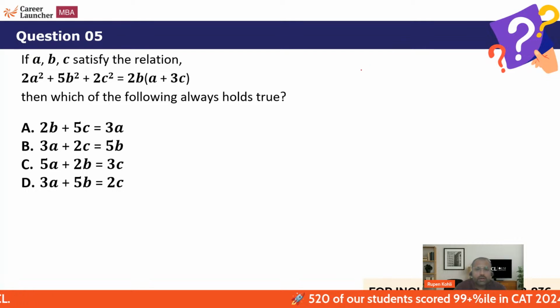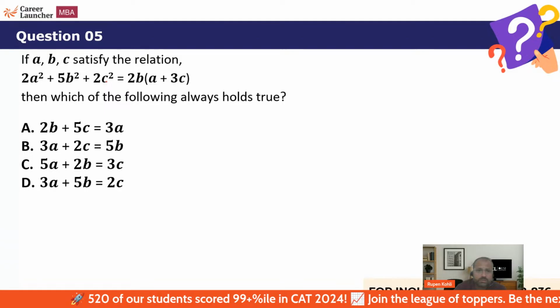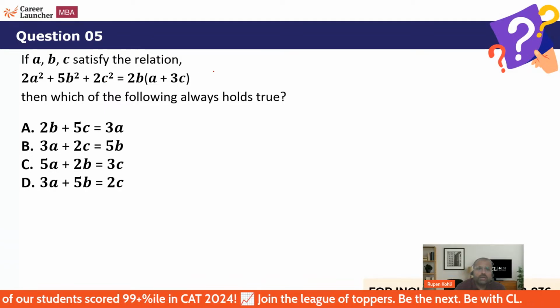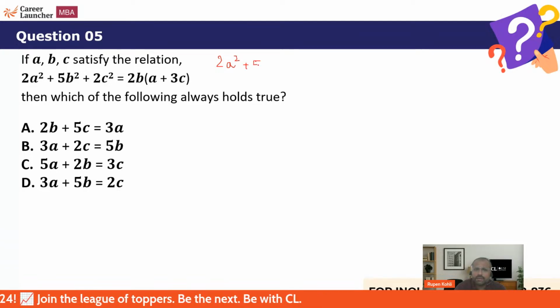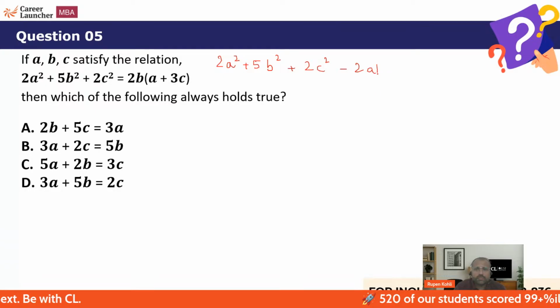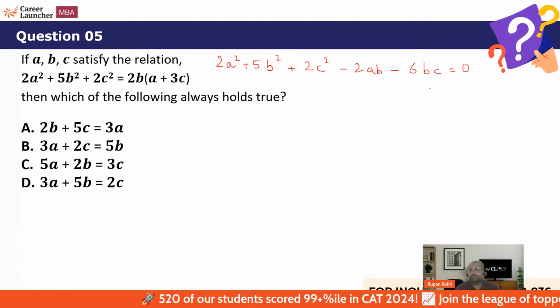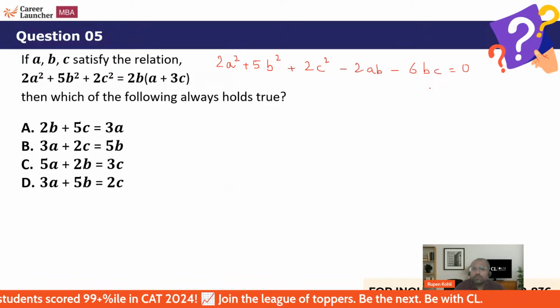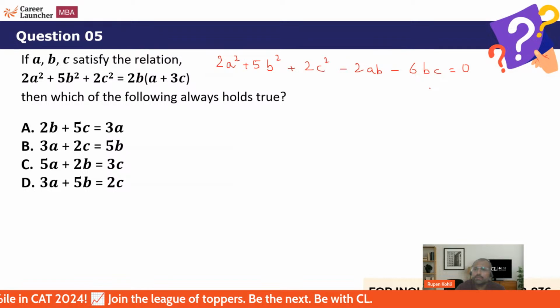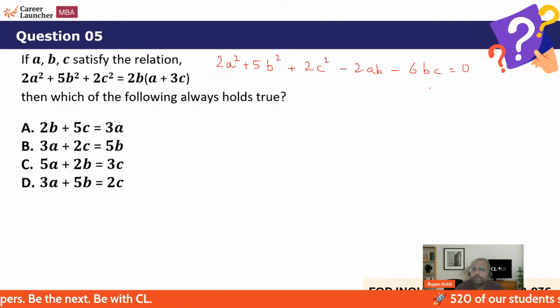So let's see how we should do this one. a, b, c satisfy this relation: 2a square plus 5b square plus 2c square is this. Now if I bring all the terms on the LHS, I will have 2a square plus 5b square plus 2c square minus 2ab minus 6bc is 0. Perfect?